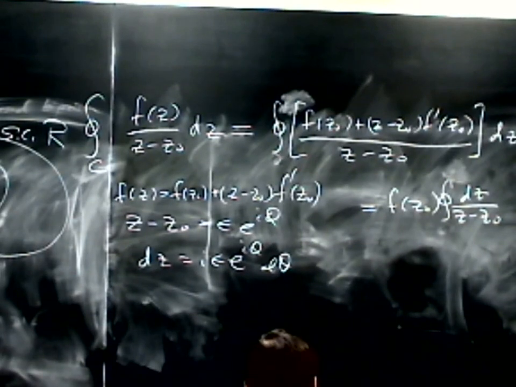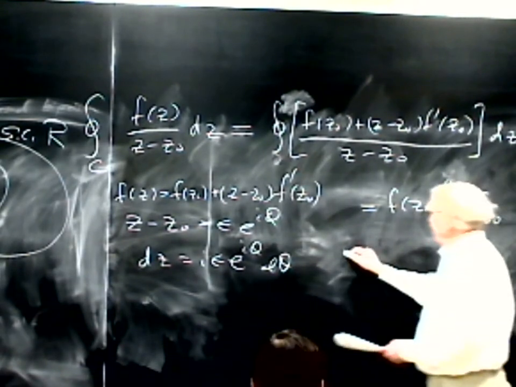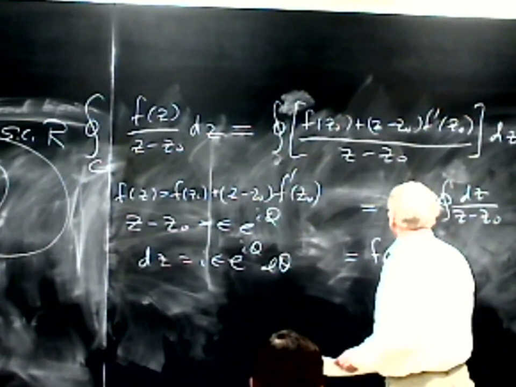Zero. Right. It's zero because the integral is just a sum of complex segments that lead nowhere. They just lead you back to where you started from because it's a closed contour. So this thing is certainly zero. Now what is this? Well, this thing is f of z0.